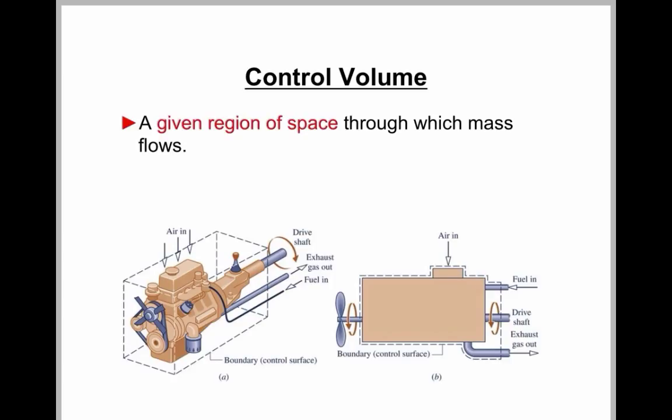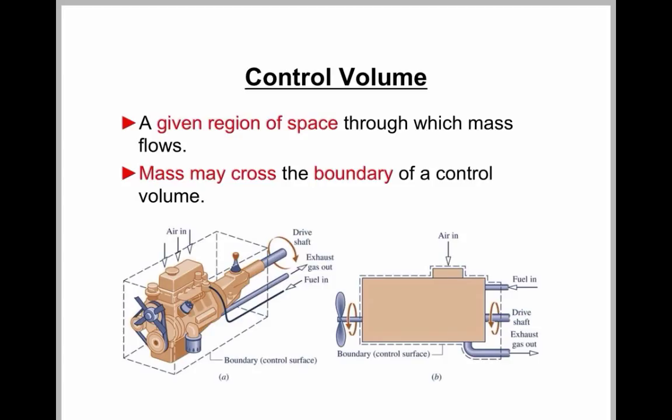A control volume, again, is something that we are defining. Here I've defined an entire cube that will encase the entire engine. The important point about it is that mass may cross the boundary. That's the difference between a control volume and a system. So here I have air coming in, I have fuel coming in, and I have exhaust going out as well as work going out. Those are important items.